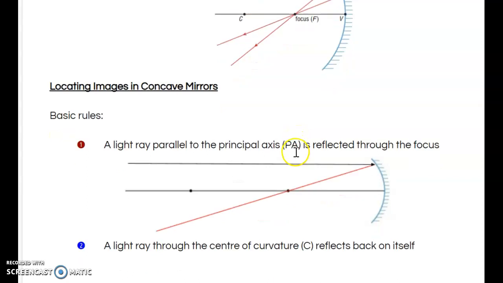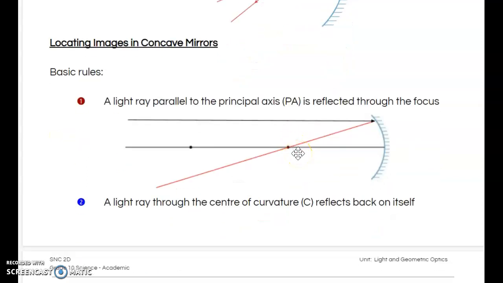So there are some basic rules when we're locating images in concave mirrors. The first one is a light ray parallel to the principal axis, or PA, is reflected through the focus. It doesn't matter where this light ray is relative to the principal axis. It could even be below the principal axis. As long as it's running parallel to the principal axis, it'll reflect off the mirror at whatever angle and go through the focus. This is your center of curvature, this is your focus. So any light ray that is parallel to the principal axis will be reflected through the focus.